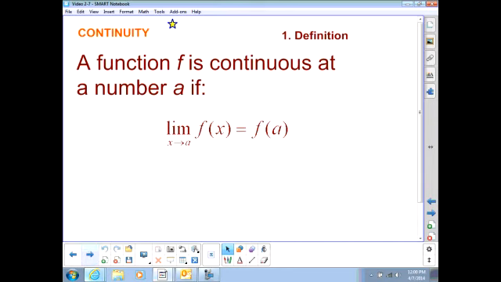And here's our definition of continuous. Okay, this is going to be a very important definition, one that you are going to want to have memorized. So a function f is continuous at a number, we'll say a, if the limit as x approaches a is the same as the y value when you plug in a. So in other words, your limit is the same as when you plug it in.